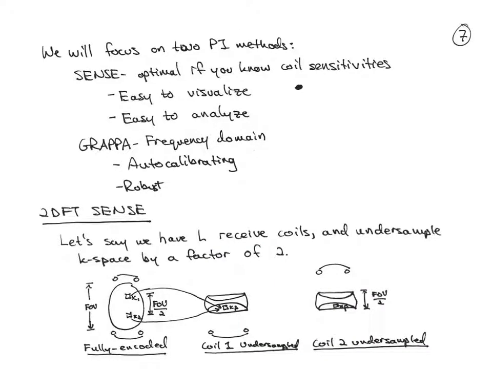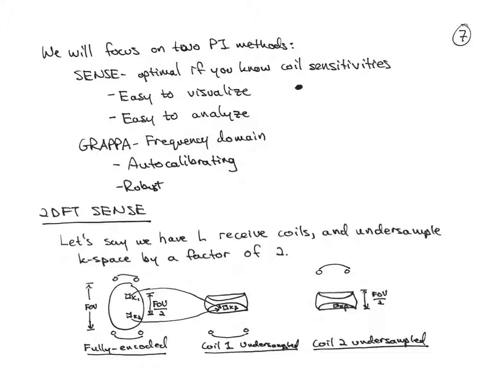And so here we're going to focus on two specific parallel imaging methods, which are the two most widely used approaches to parallel imaging. The first is SENSE, which is optimal if you know the coil sensitivities well. It's easy to visualize and easy to analyze, and so that's why we're going to talk about it first. The other method is called GRAPPA, which works in the frequency domain. It's auto-calibrating in that you can get the receive sensitivities from a certain region of k-space that is fully sampled, and it can be quite robust to effects like motion that might occur between when you acquired the receive sensitivities and when you got the accelerated data.